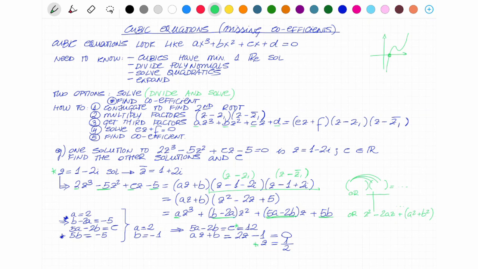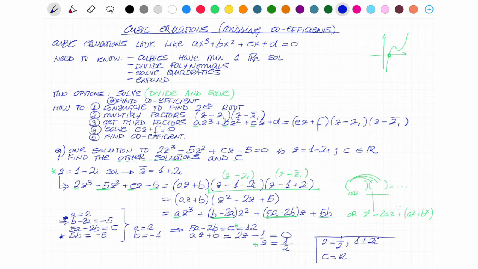So now it's a matter of putting everything together. Let's come somewhere in here and make one answer along. So z equals 1/2, or 1 plus or minus 2i, and the c equals 12. Mental check, they asked me to find all the other solutions, and see, that's what I've got. So I can box it because this is my final answer, and we're done.